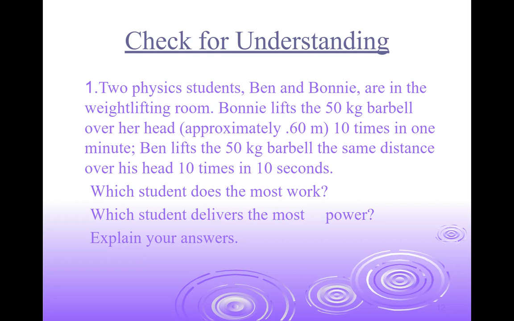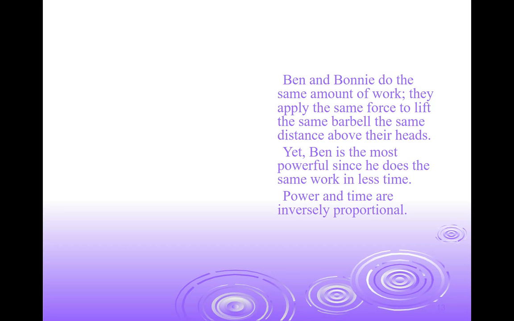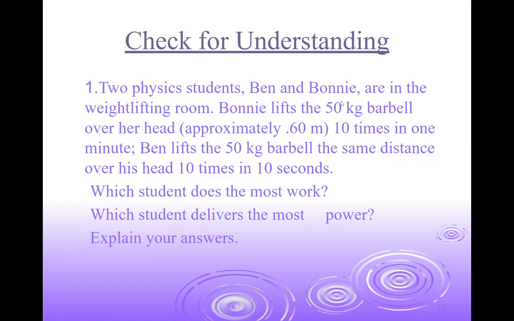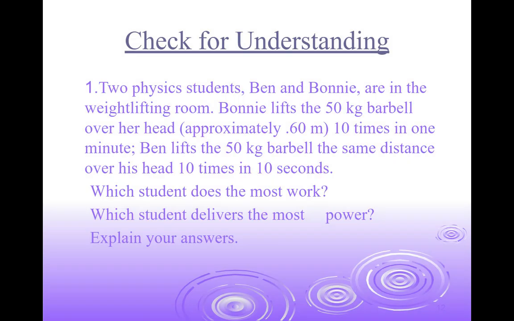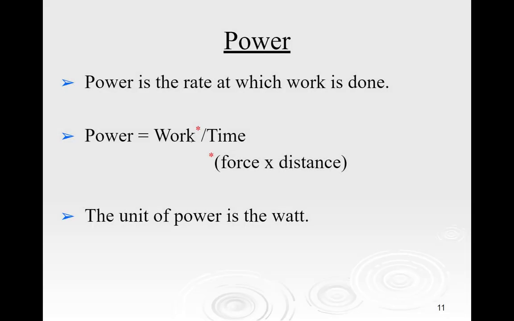All right. The only way we could calculate this is doing some calculations. So Ben and Bonnie do the same amount of work. They apply the same force to lift the same barbell the same distance above their heads. So again, they have a 50-kilogram barbell, 10 times. However, Ben is the most powerful since he does the same work in less time. Power and time are inversely proportional. And we can see in our formula here, they are inversely proportional, power and time, because power is over the 1, time would be under the work.